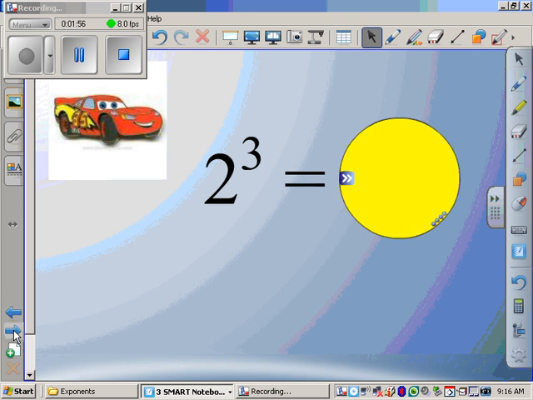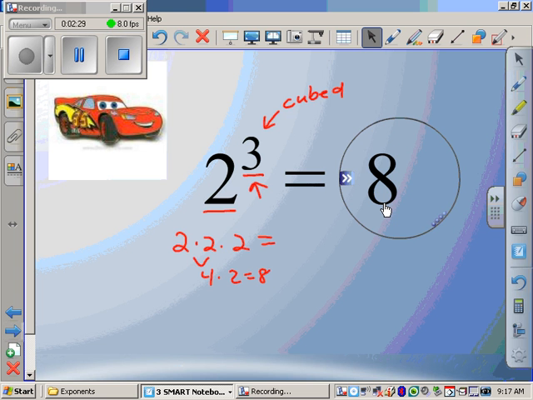In the next example, the exponent has changed to a 3. We can read this either 2 to the third power, or another way to read an exponent when it's 3, we can say 2 cubed. So this time we will take the base and multiply it by itself 3 times. So it's not 2 times 3, it's the base multiplied by itself 3 times. So 2 times 2 is 4, and 4 times 2 would be 8. So 2 to the third power, or 2 cubed, would equal 8.